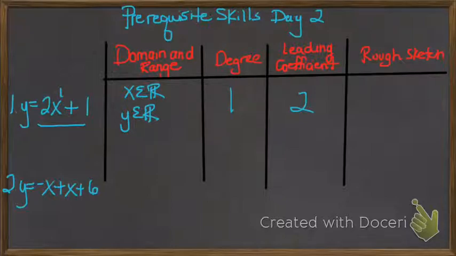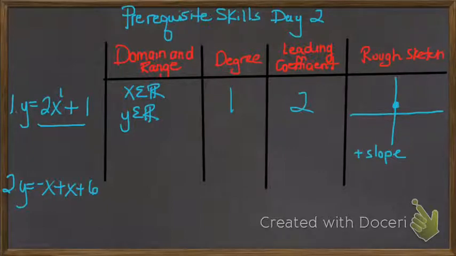So it's 2. And if we need to provide a very rough sketch, we know that the y-intercept is 1. That's the b value. So you're going to put that there. We see that the slope is positive. So this line is going to go up towards the right.